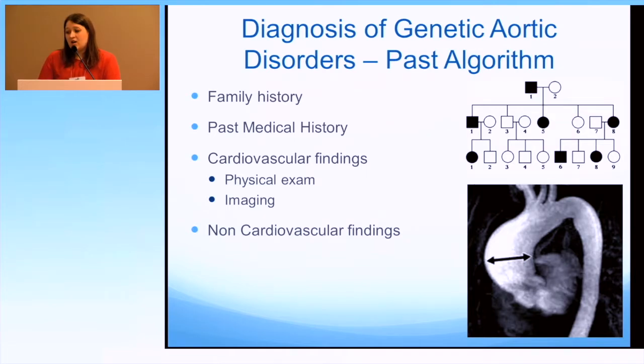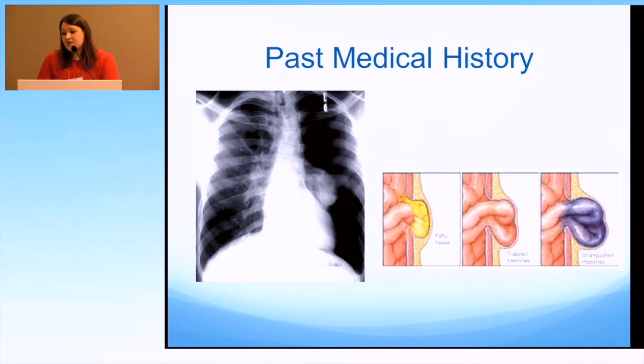And then again, looking at our past algorithm, you would take a family history, and again, we talked about family history yesterday a bit and how rife that is with difficulty, because a lot of people may not have a family history. A family member had sudden cardiac death, but there's no real clear history there. Then taking a past medical history, cardiovascular findings, so physical exam and imaging, and then non-cardiovascular findings, so the secondary features. So past medical history, the things that we look for, we ask about.